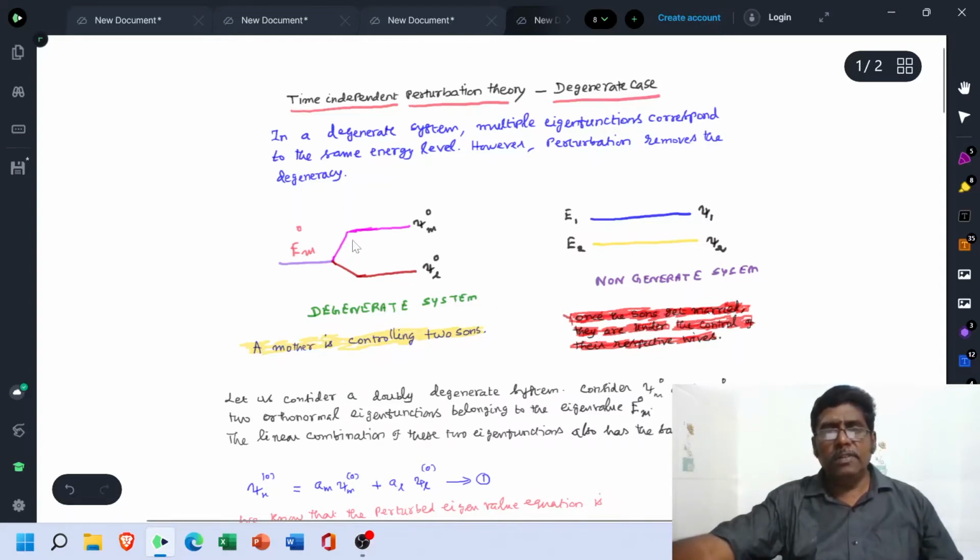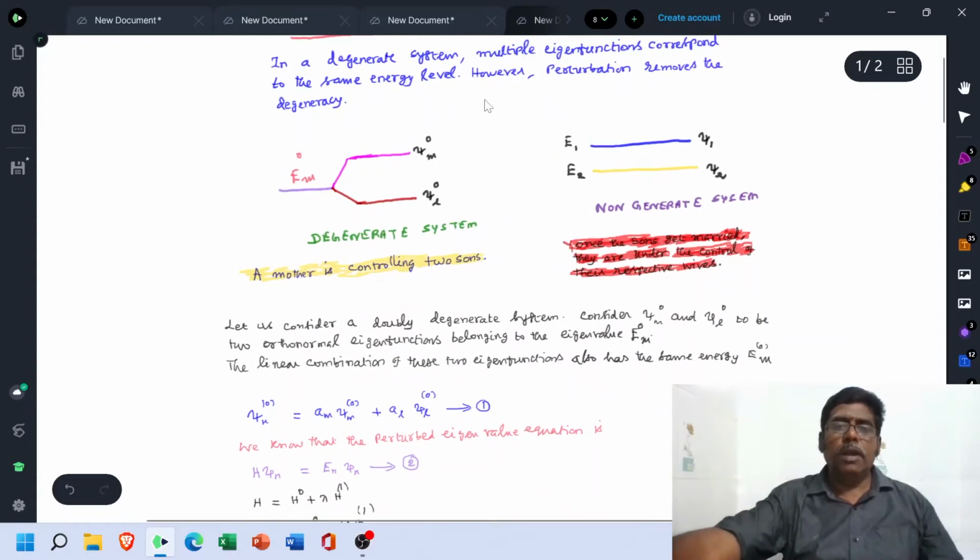Once the degeneracy is removed, the non-degenerate system is given by this form. Psi 1 is a newly generated eigenfunction which has the energy level E1. Psi 2 is another wave function having the new energy level E2. Therefore, the two eigenfunctions have two different energy levels. Now we can say the system is in the non-degenerate state.